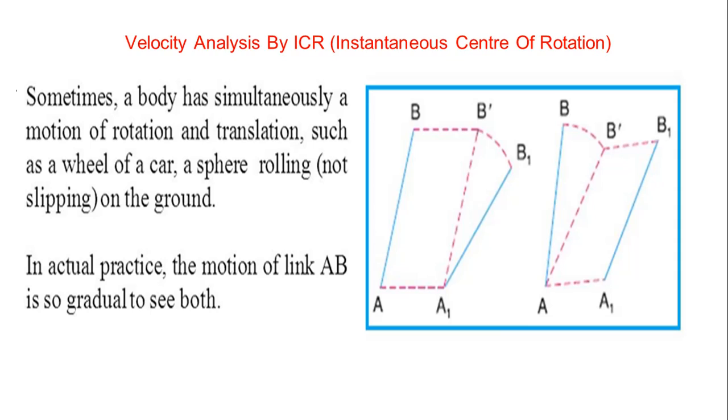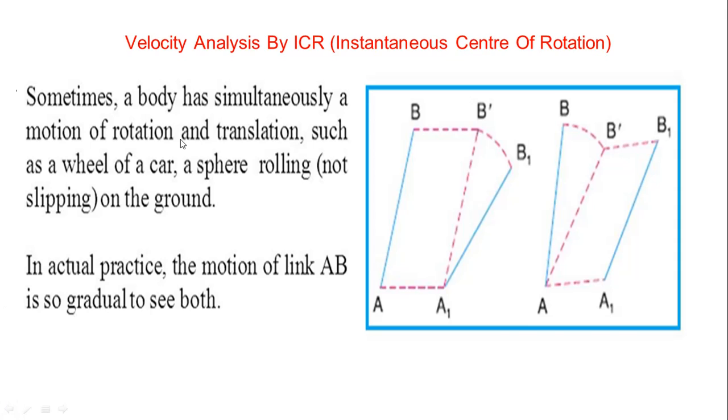Today we are going to discuss velocity analysis by the ICR method. Before doing any velocity analysis, we are supposed to know what is meant by ICR. ICR means instantaneous center of rotation. How are we going to find the instantaneous center of rotation for a given body?